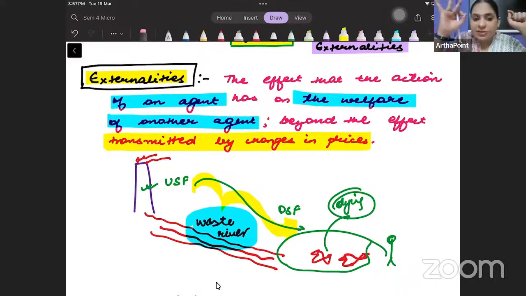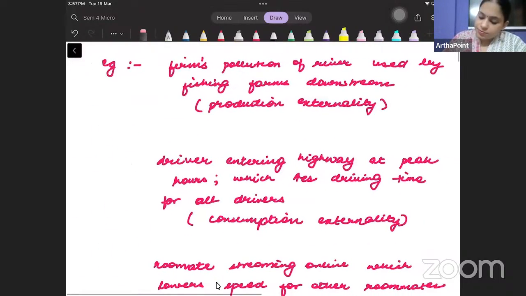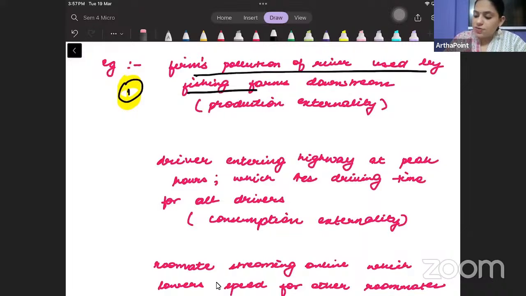So read it out, beta. The effect that the action of one agent, जब एक agent के action से, has on the welfare of another agent, दूसरे agent के welfare को फर्क पड़ता है beyond the effect transmitted by change in price. बट ये चीज प्राइस में शो नहीं हो रही है, then we call that externality. Now take this example number 1: firm's pollution of river used by fishing firm downstream. मैंने ये example आपको समझा दिया.